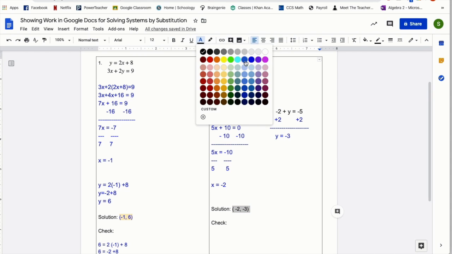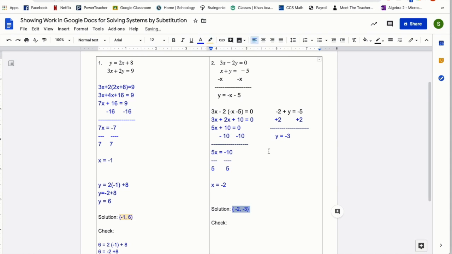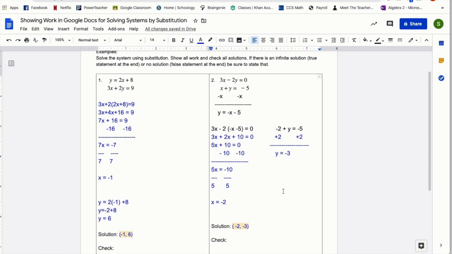So showing work in Google Docs is not that bad. Again, if you use the equation editor, it's a little more tedious. You don't have to.